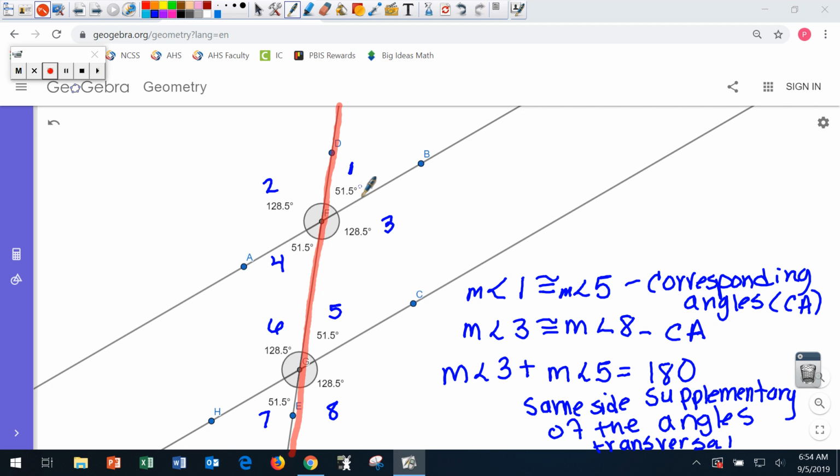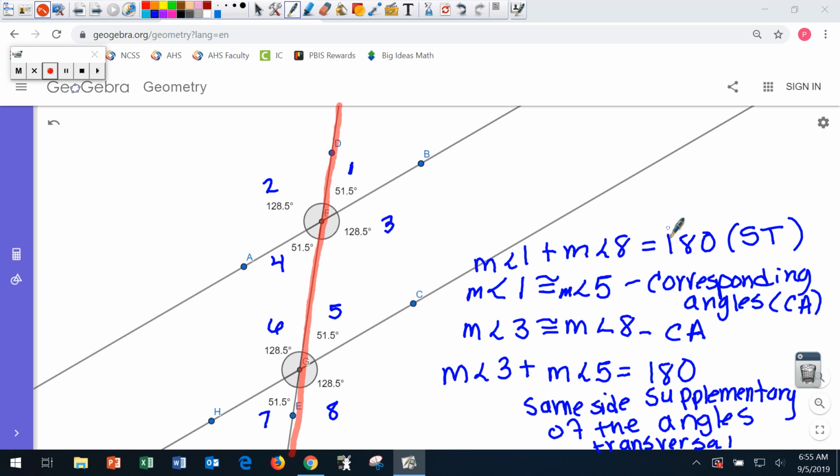All right, so that's the measure of angle 3 and the measure of angle 5. You have the exact same relationship with the measure of angle 1 and the measure of angle 8. They too are supplementary. So if you did the measure of angle 1 plus the measure of angle 8, it is also equal to 180. And we're going to call that one same side of transversal, ST.